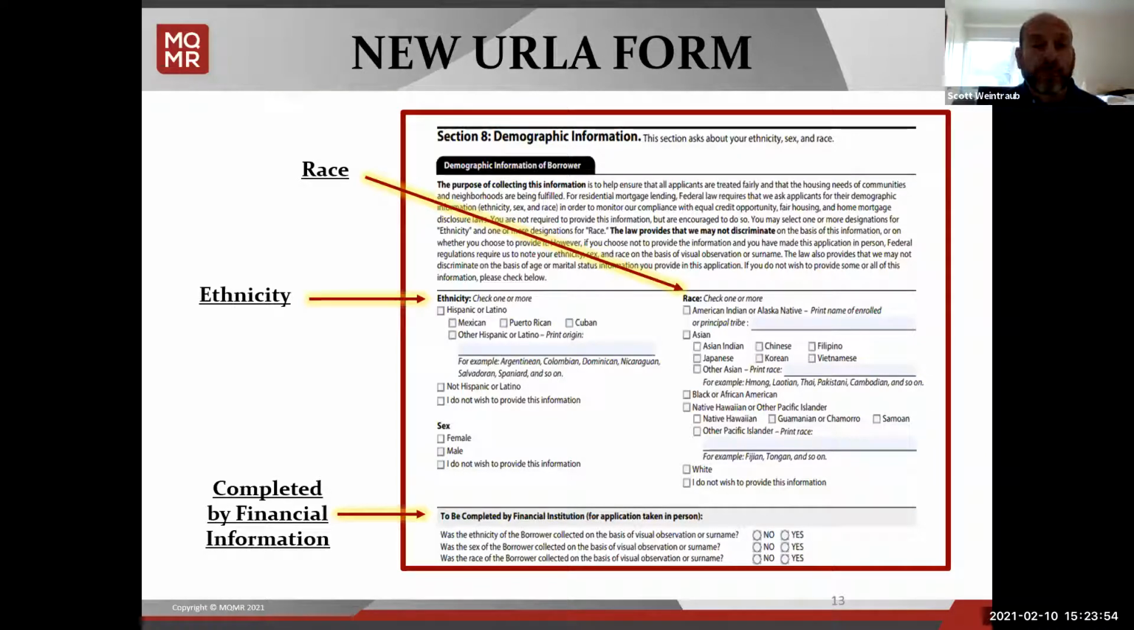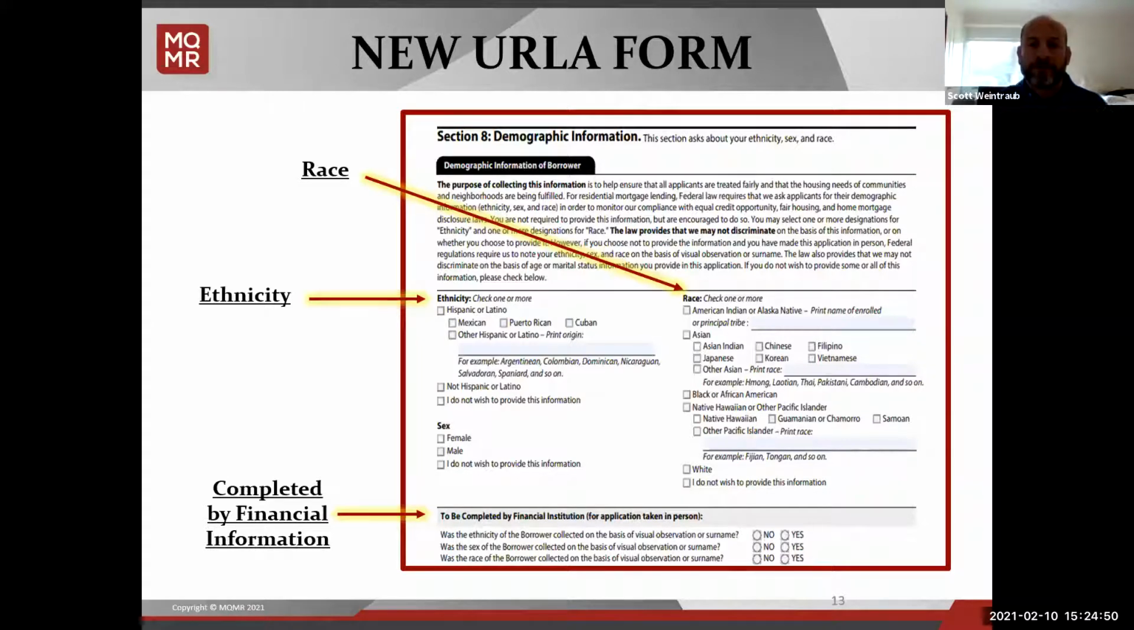And as I'm sure a lot of you know, the same rules still apply, that if the application is taken in person, face to face, even if the applicant chooses not to provide the information, the loan officer would still need to fill the information in. And so how would they do that? Well, there are these questions at the bottom. If it's a face-to-face application and the borrower chooses not to provide the information, those boxes would be checked. But then the loan officer would still fill the information in based on two factors: their visual observation of the applicant and the surname, the last name of the applicant. And there are questions here to ask if any of the above, the ethnicity, the gender, or the race, was collected based on visual observation or surname. And if that was the case, then the loan officer would answer yes.